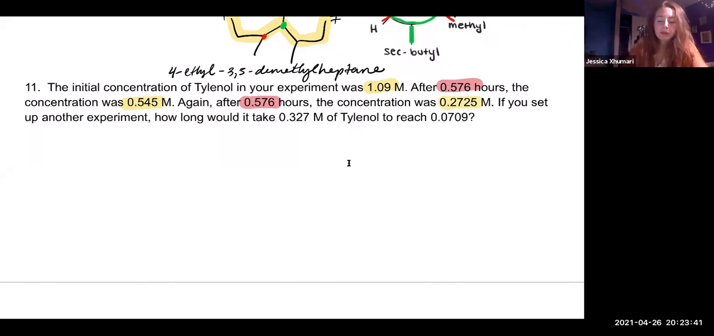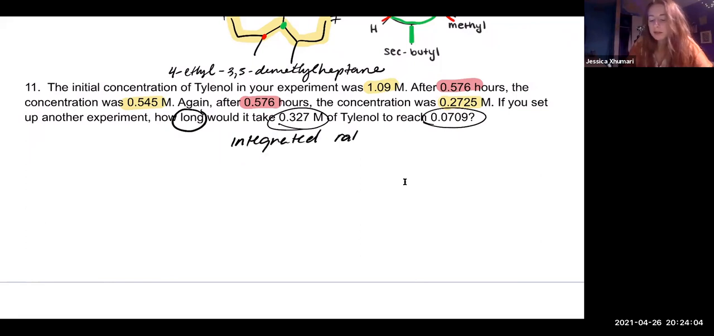So we should be remembering our first order reaction. Okay. And it's saying if you set up another experiment, how long will it take for 0.32 molar of Tylenol to reach this amount. So we're thinking time here. We're thinking integrated rate law.